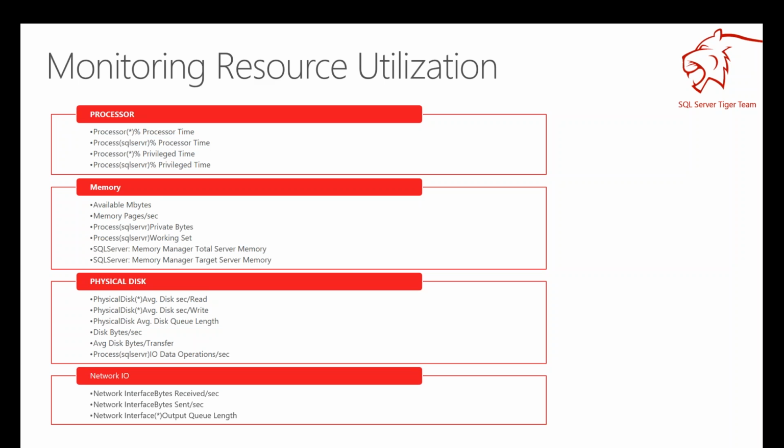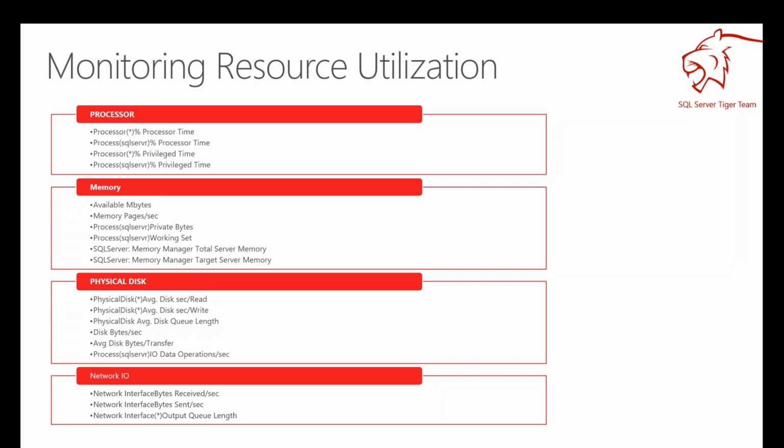Network I/O, again, network interface: bytes received per second, bytes sent per second, and the output queue length. It again depends upon the adapters you have and the bandwidth supported by the NIC cards. But these are numbers you want to keep an eye on, and if there are any changes on the network layer, like NIC teaming added, or you change some configuration, these numbers as they change will give you some information that something has changed on the network layer, or that the traffic itself has changed, or that you've added database mirroring or Always On or other things.